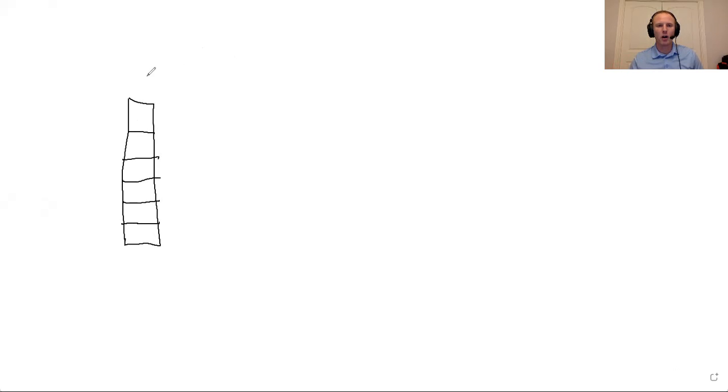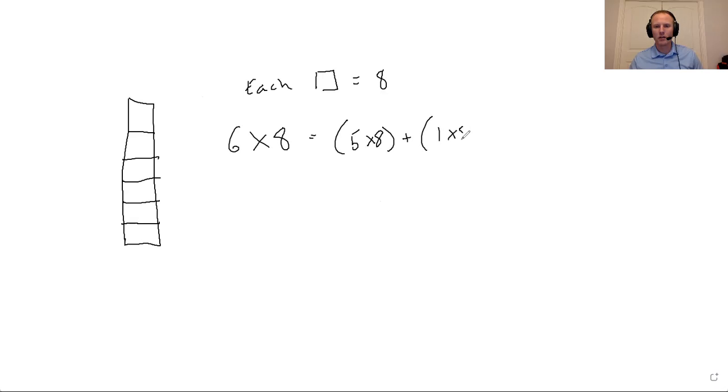So that's 6 blocks, and each block equals, I don't know, 8. Okay, so we have 6 times 8, right? And what we're going to figure out here is we're going to turn this into 5 groups of 8 first and add that to 1 group of 8. Again, this is review. This is what we've done in the past, but I'm showing you because it ties in nicely to what we're going to do today.